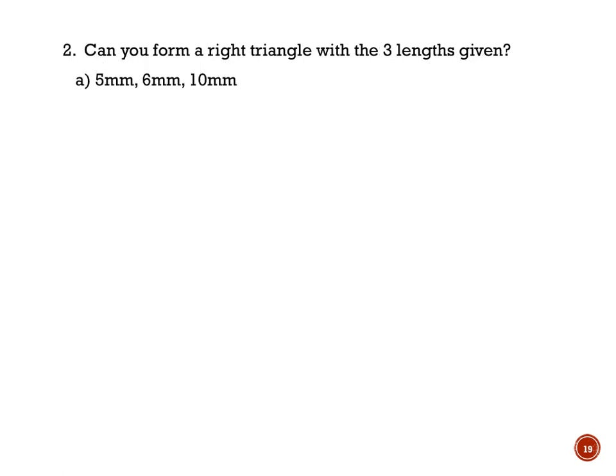Can you form a right triangle with the three lengths given? So when we have this, the two smaller lengths are going to be your legs. So 5 would be a leg, would be a, 6 will be b, and 10 will be my c, okay? So remember my equation, a squared plus b squared equals c squared. Okay, so a will be 5 squared, plus b, 6 squared, equals c, 10 squared.